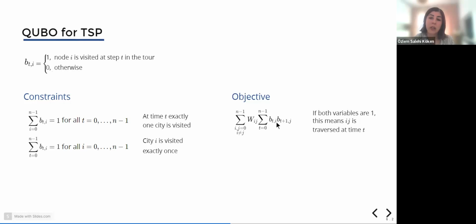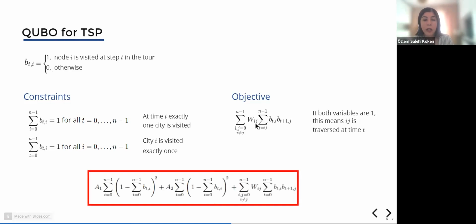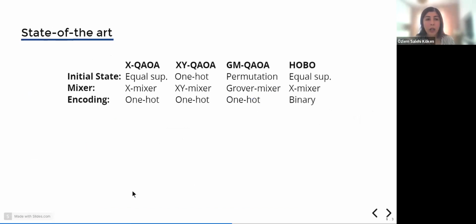So check that when both b_ti and b_(t+1)j are equal to 1, this means at time t we are in city i, and at time t plus 1 we are in city j. So we incorporate the cost w_ij into our objective. And this is the QUBO formulation for TSP. You see we have here again a penalty method, so that if this constraint is violated, we have an additional penalty in the objective function. And starting from this QUBO formulation, we can obtain 3 different QAOAs, XQAOA, XY, and GM.